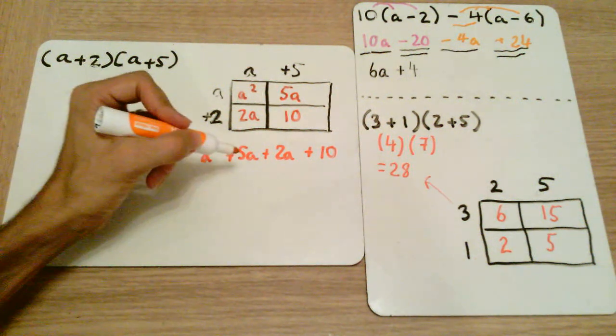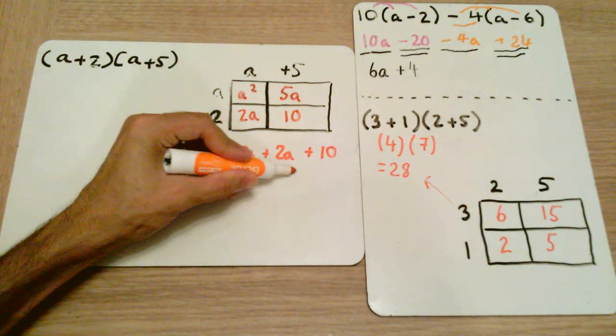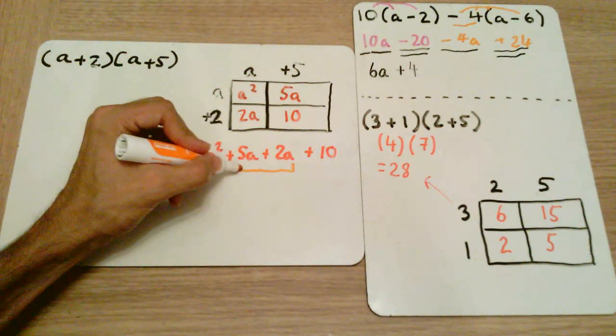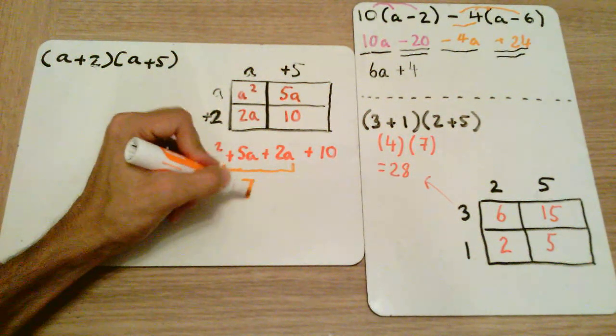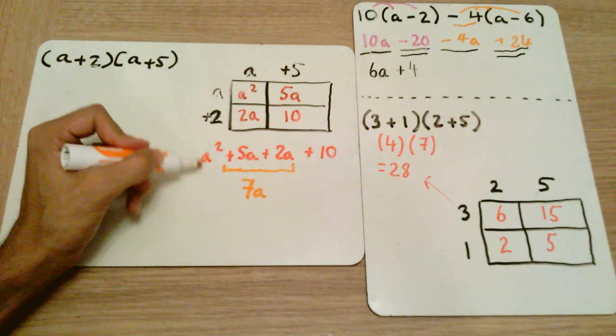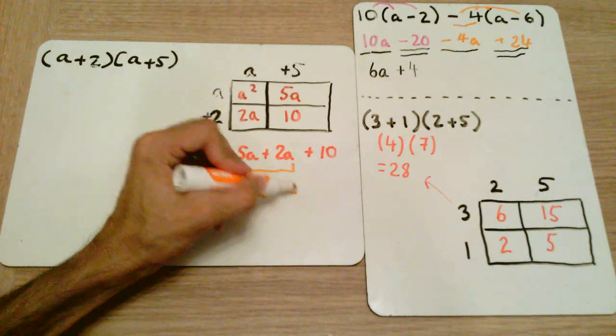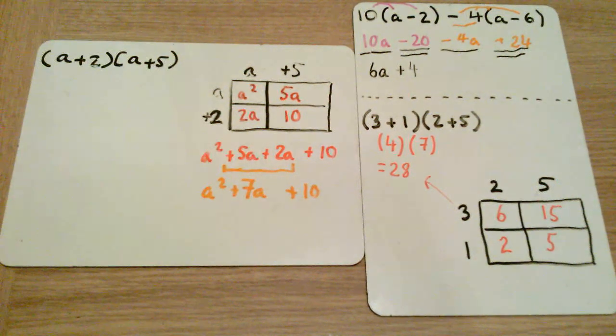The only terms that are alike over here are the 5a and the 2a, or the plus 5a and the plus 2a. If we add those together, we get 7a, and the rest of it stays the same. That's still going to be a squared plus 7a plus 10. Now, there is another method which I think is important, especially when you look at using things like A-level maths or the higher end at GCSE, which is good to get into the habit of using.